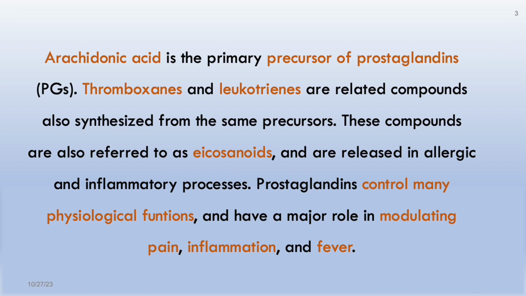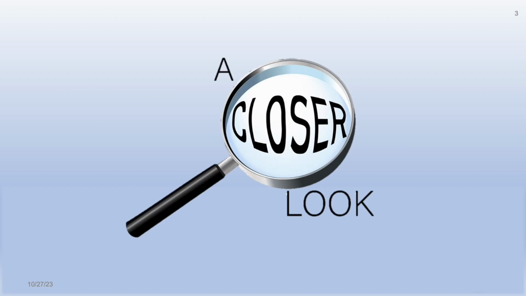Arachidonic acid is the primary precursor of prostaglandins. Thromboxanes and leukotrienes are related compounds, also synthesized from the same precursors. These compounds are also referred to as eicosanoids and are released in allergic and inflammatory processes. Prostaglandins control many physiological functions and have a major role in modulating pain, inflammation, and fever. Let's have a closer look.